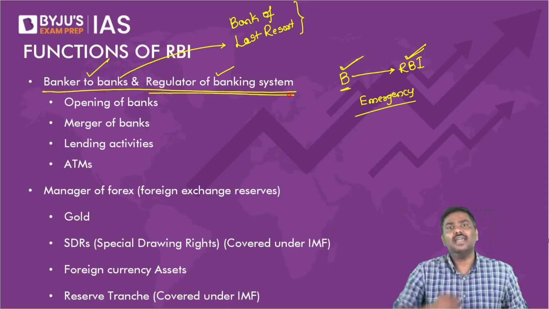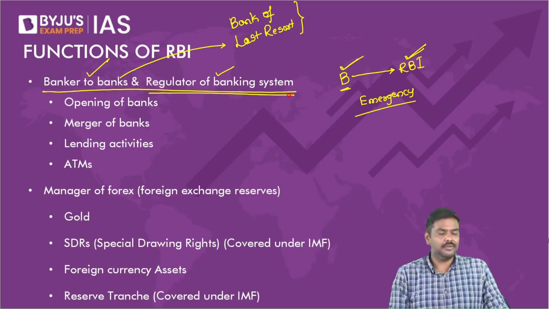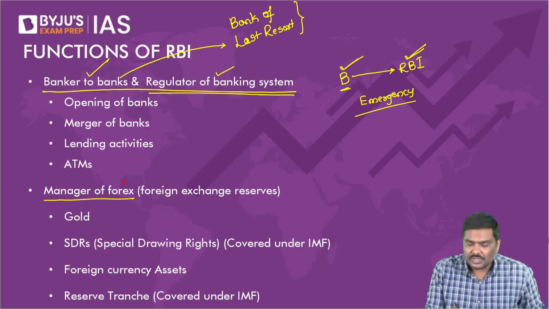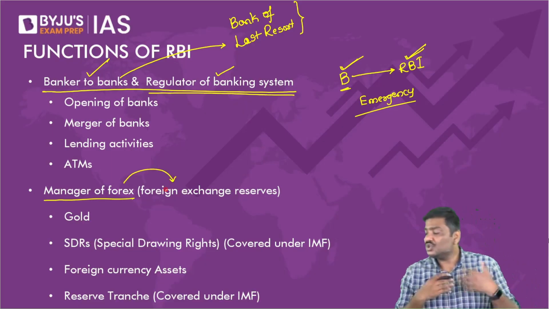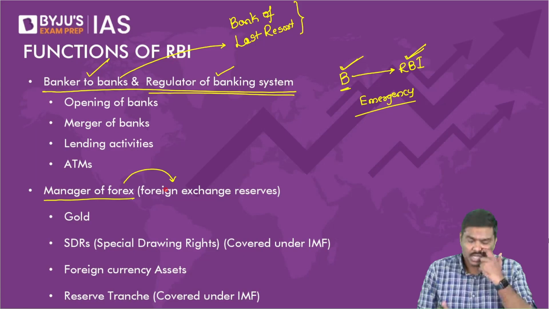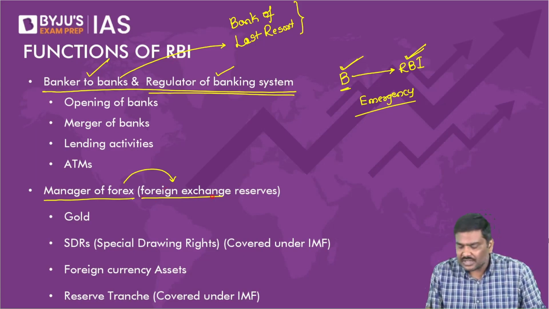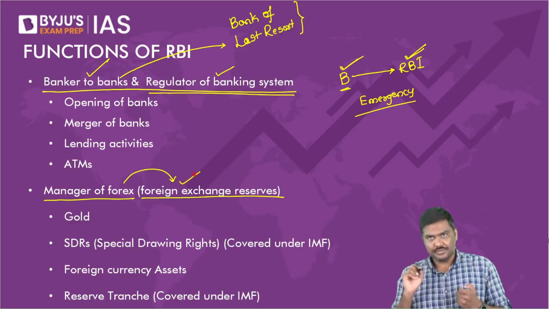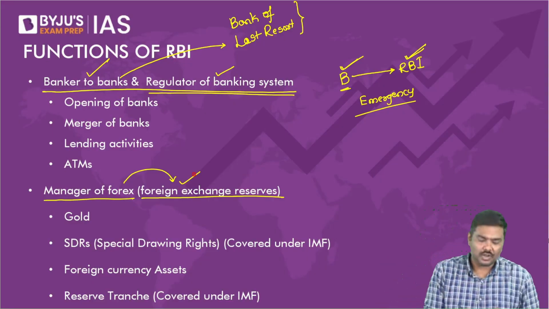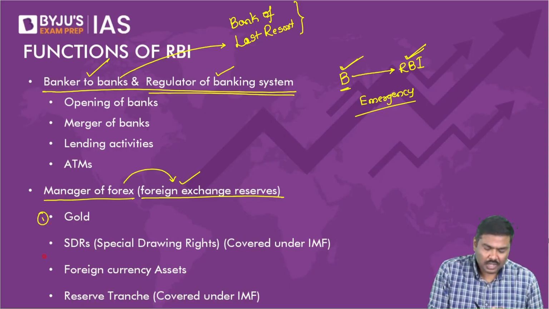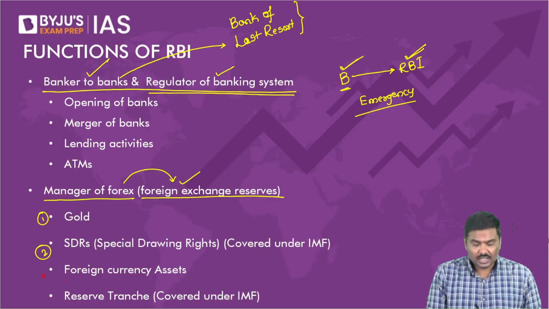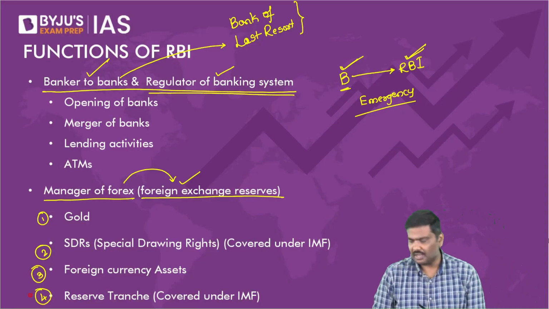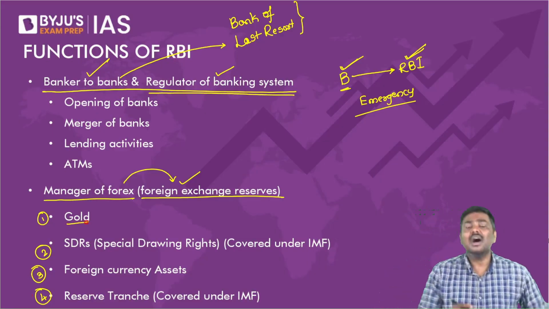So all the regulations in the banking sector are conducted by RBI, hence regulator of the banking sector. Next, RBI also manages forex. It is the custodian that manages forex reserves. What do you mean by forex reserves? Forex reserves basically are foreign exchange reserves. For example, forex reserves will have components such as gold, SDR, special drawing rights. Third one is foreign currency assets, and fourth one is reserve tranche.